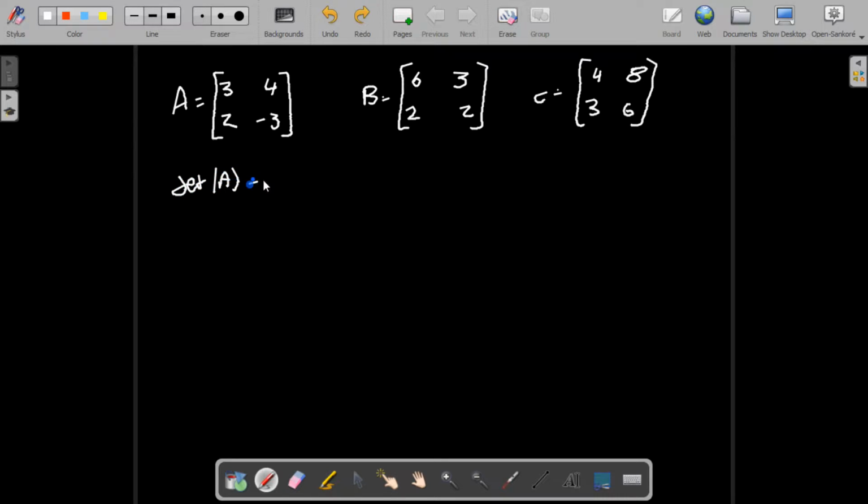For matrix B, determinant of B, AD minus BC, so 6 times 2 minus 3 times 2, so we get 12, take 6, so we should get 6. And last one, determinant for C, so 4 times 6 minus 8 times 3, and we should get 24 minus 24, so that should be 0 in total.